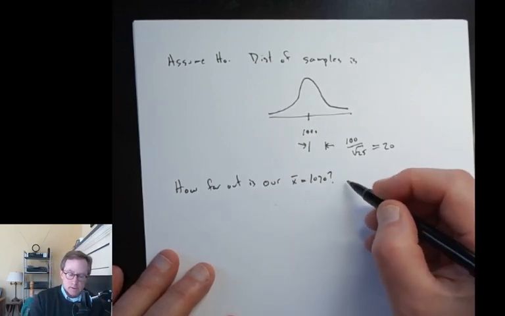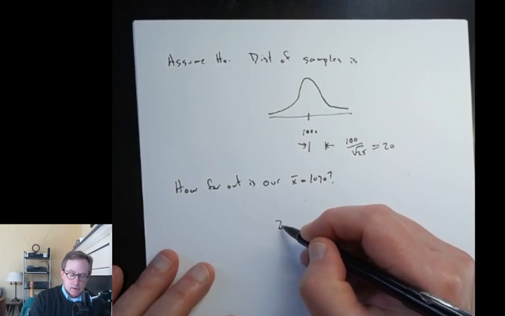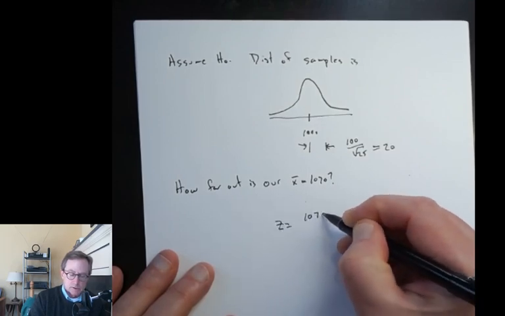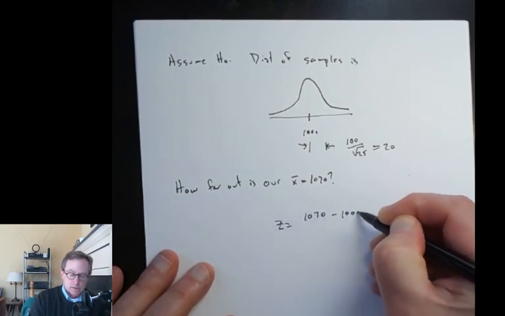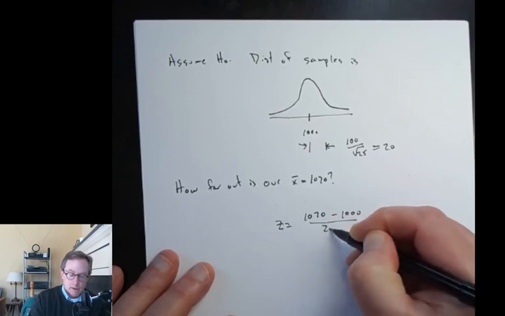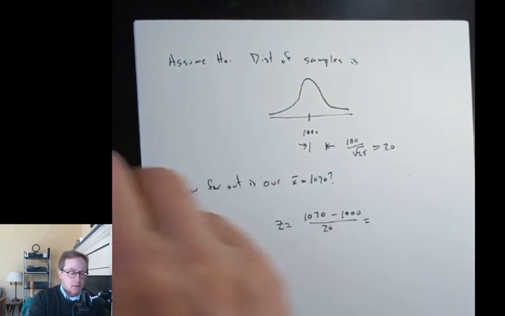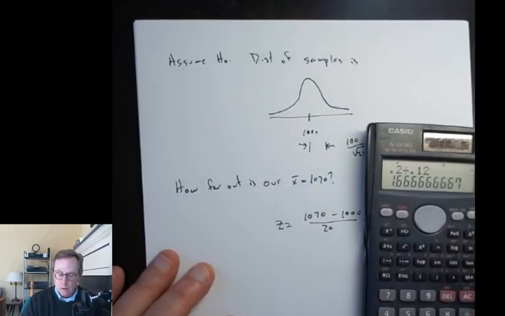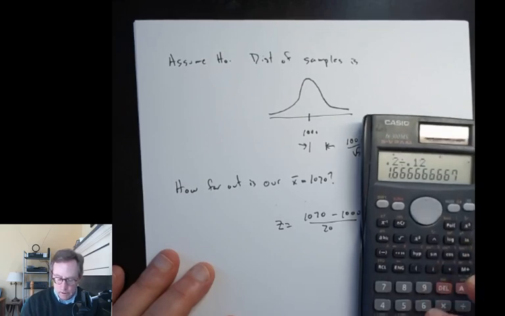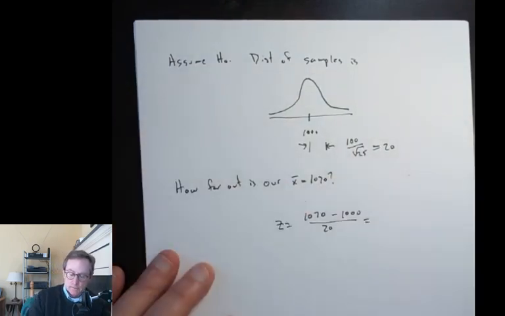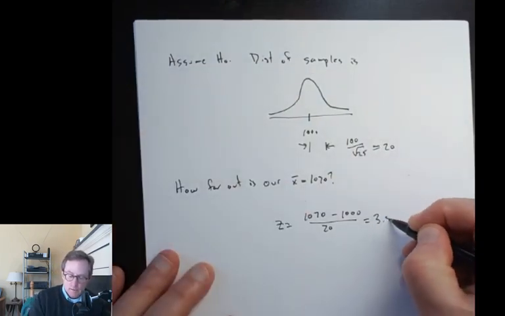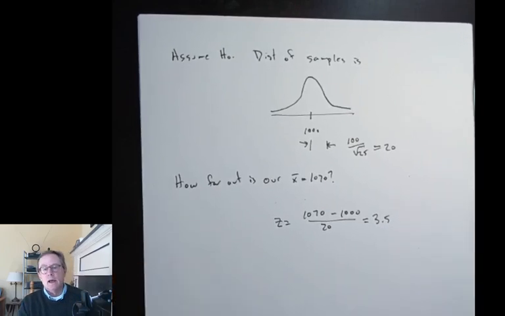So let's try it. You calculate Z equals 1070 minus 1000 divided by 20. That's 70 divided by 20 equals 3.5, and I'll ask StatKey, how far out is a 3.5?